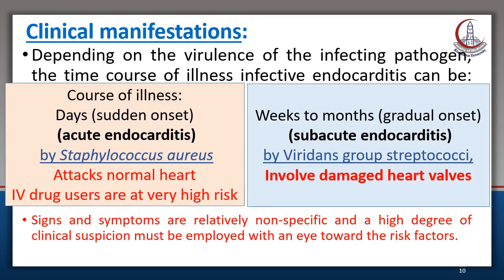Vegetations can grow, and then this vegetation may be disseminated and form thrombi, which can pass through the blood into different parts and form what's called endocarditis. Clinical manifestation of endocarditis depends on the virulence of the infecting pathogen and the time course of the illness. Infective endocarditis can be either acute endocarditis or subacute endocarditis.